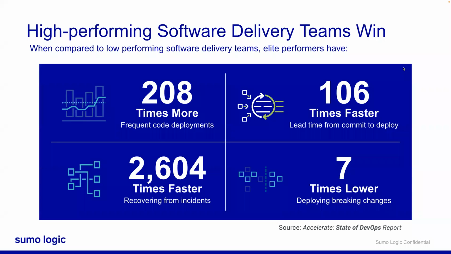Why would you want to do this? The fact of the matter is high-performing software delivery teams win. When compared to low-performing software delivery teams, elite performers deploy code much more frequently. Their lead time from commit to deploy is an order of magnitude faster. They are much faster at recovering from incidents, and they deploy far fewer breaking changes to production.